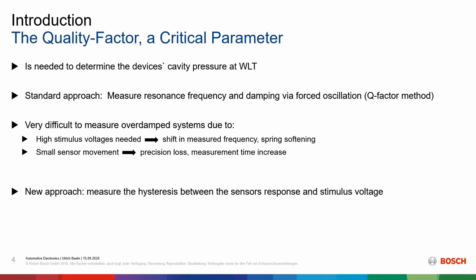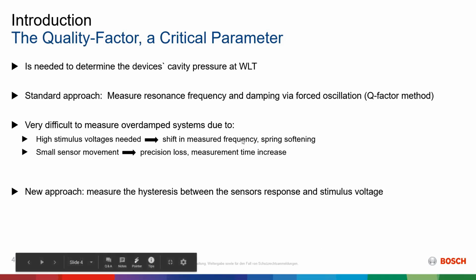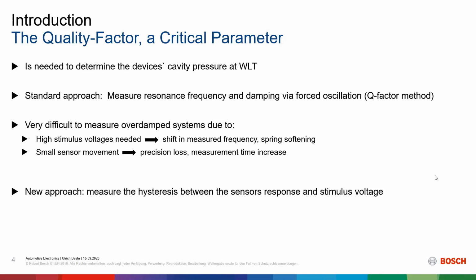And therefore you see a shift in the measured frequency compared to the natural frequency, but also you see some effects like spring softening, which is referring to high electrical voltages softening the spring and shifting the measured frequency even more downwards. Also, of course, you have small sensor movement. This means there's a precision loss and therefore a measurement time increase if you want to compensate for this precision.